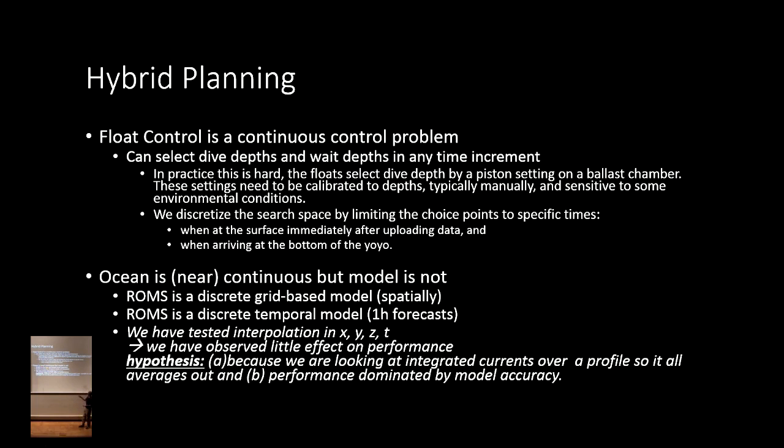So we started out with actually just searching in this simulation or model space completely discrete. In other words, at the 3-kilometer boundary, it'll have a sawtooth. Then we realized that was always bad, so now we interpolate in X, Y, and T. Turns out it doesn't actually matter for all of our performance, both in deployment and in simulation. And the reason we believe this is twofold. First of all, we're looking at integrated currents over a profile, so the smoothing of it just pretty much evens out. Second of all, the performance is dominated by the model accuracy, as we'll see.